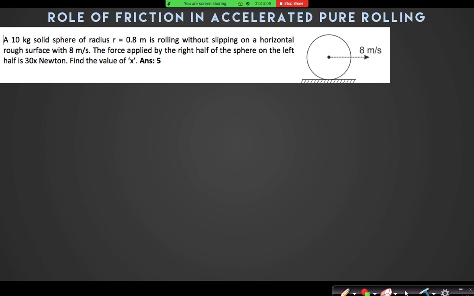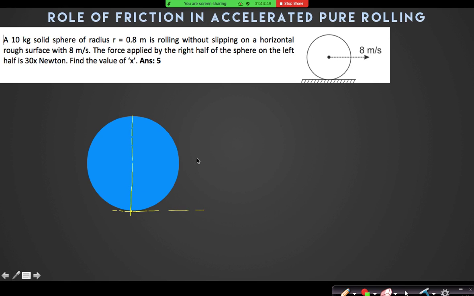So it's not a tough question. We can now solve it. Suppose this is the ball, a 10 kg solid sphere of radius r. It is rolling without slipping on a horizontal rough surface with a speed of 8 meter per second. We need the force applied by the right half of the sphere on the left half. So if it is rolling, only consider any one half. Suppose I am considering this half.